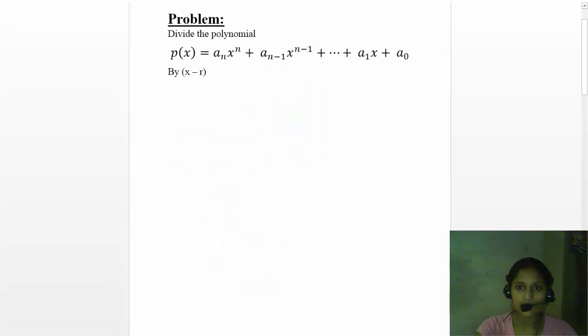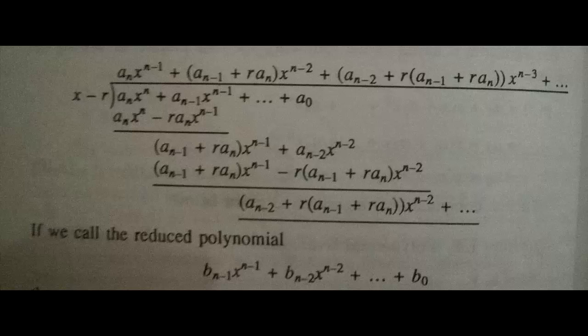The next step is to divide the polynomial with the term x minus r. So let's see the division procedure first. You can see the division procedure here. We are dividing the polynomial with x minus r, and finally we are getting some quotient.